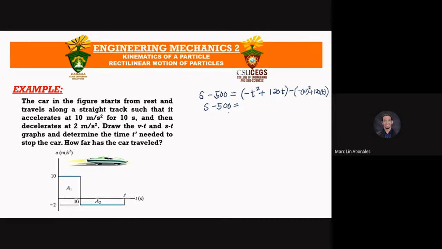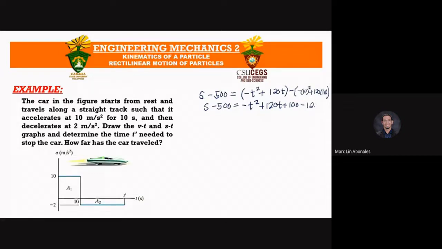Here would be negative t squared, negative t squared plus 120t. And this would be negative 100 times negative, so positive 100. Oh, it's t, actually. This is 10. So we substituted incorrectly. So, 120 times 10, that is 1,200 times the negative. So that would be minus or negative 1,200.